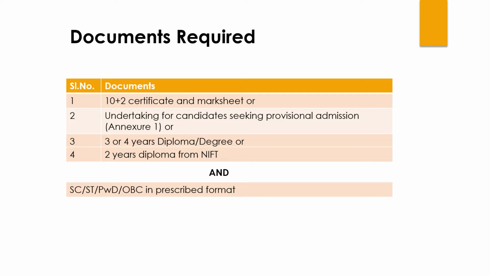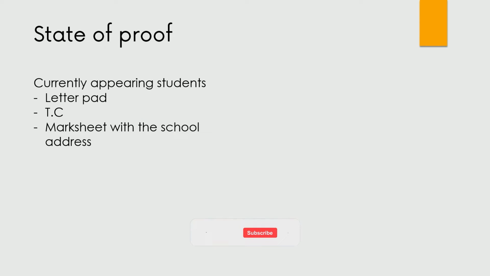Okay guys, so these are the documents which are to be uploaded while registration, and here what you guys need to note is that these documents are to be self-attested. And if you guys belong to SC, ST, PWD or OBC category, you guys need to upload a document which is in a prescribed format that I will show you later on. And one more thing, if you guys are currently studying or waiting for your results to be published, then you guys need to upload a letter pad or a TC or a mark sheet which contains your school address.